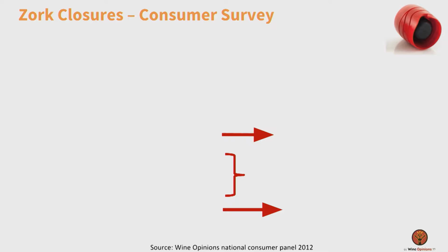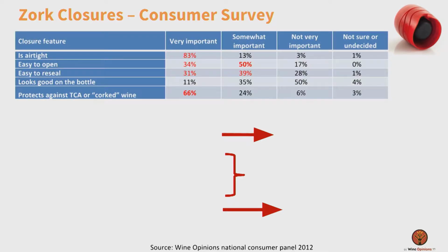So the first thing we did for this research was survey wine consumers as to what are the key features of a closure. Airtight came out by far on top. The second most important was protecting against TCA or corked wines or other flaws. But also quite important was ease of opening and resealing. So we're thinking, aha, there might be an opening there.